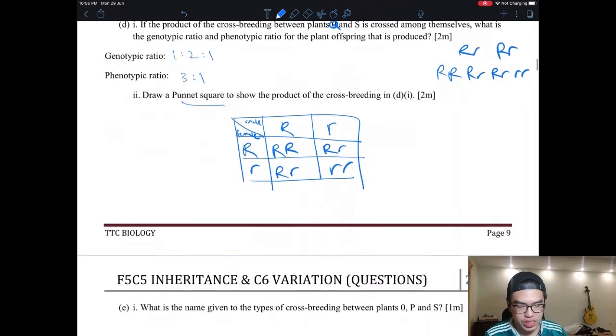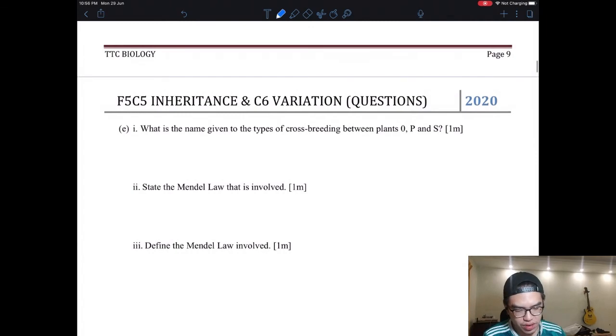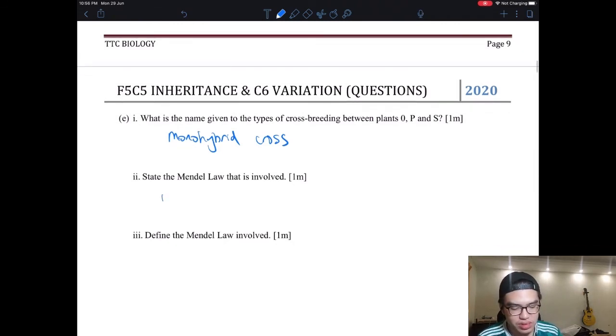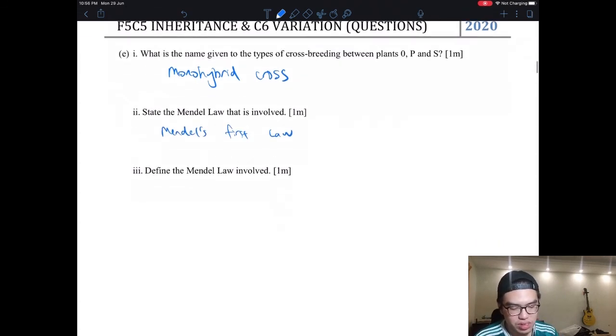All right, pretty simple. What is the name given to the type of crossbreeding between Q, P, and S? This is called monohybrid cross. I'm only looking at the color of the flower, I don't care about the height and whatsoever. State the Mendel law. This is Mendel's first law, the law of segregation.